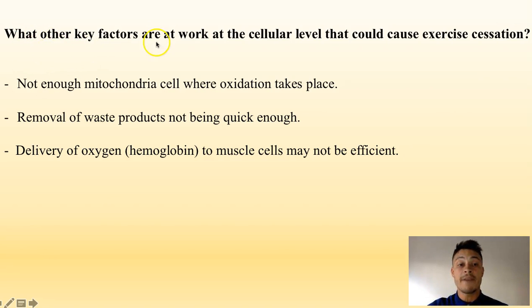What other key factors are at work at the cellular level that could cause exercise cessation? For instance, not enough mitochondria, where oxidation takes place. Why? Because lactate substrate will be oxidized within the mitochondria. So if we have more mitochondria, we can oxidize more lactate and use that to produce more energy.